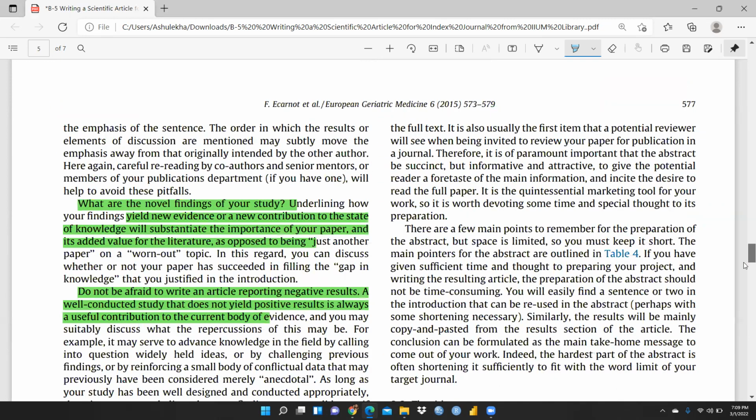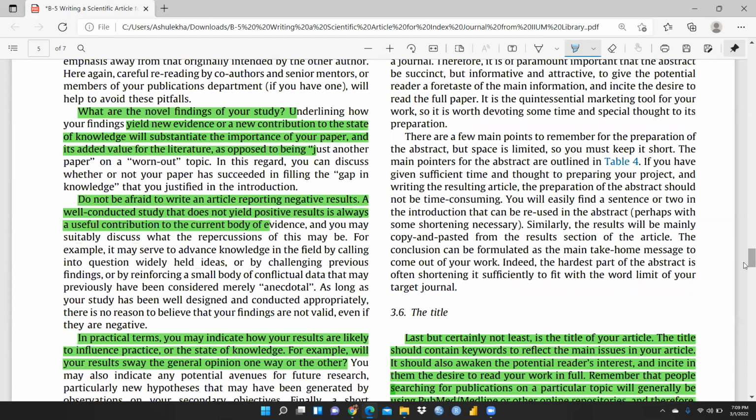After that, we come to this part. You have to report here what the novel findings of your study are. Yielding new evidence or a new contribution to the state of knowledge will substantiate the importance of your paper and its added value to the literature. And do not be afraid to write an article reporting negative results. A well-conducted study that does not yield a positive result is always a useful contribution to the current body of evidence.